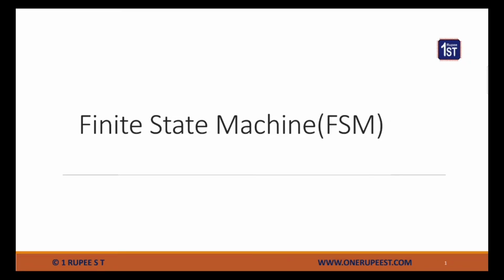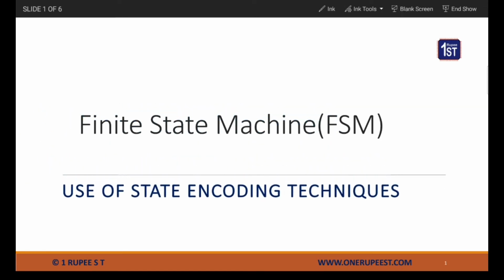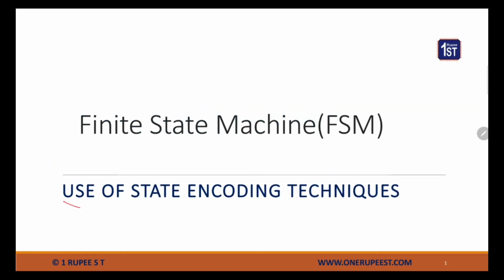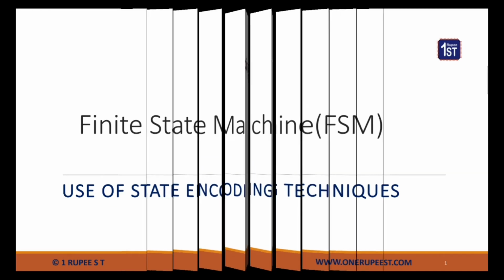Hi everybody. If you recall, during the previous session we discussed the basics of state encoding, the different state encoding methods, and the basics of binary encoding, gray encoding, and one hot encoding. During this session, let us try to understand the use of state encoding techniques: where I can use binary encoding, where I can use gray encoding, where I can use one hot encoding during the design.